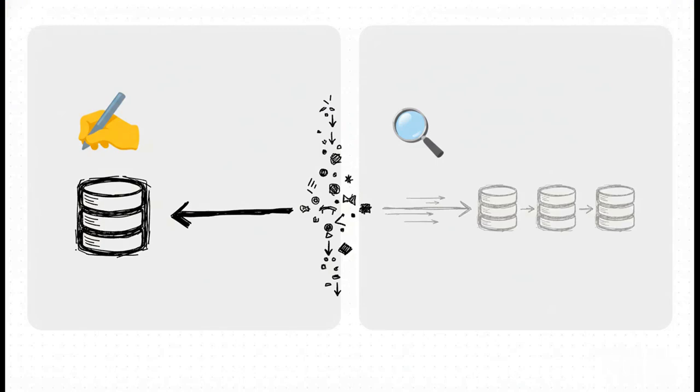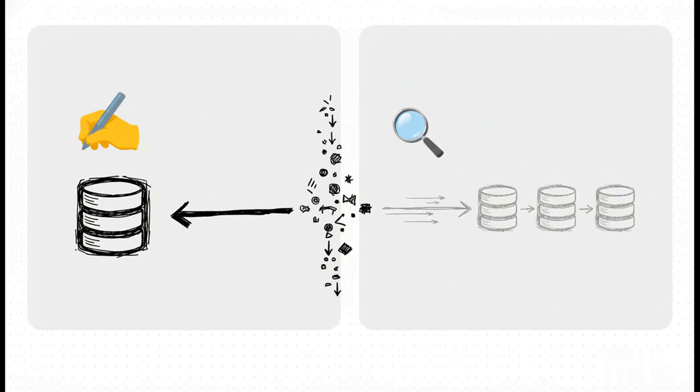You've got the command side, which handles all the changes, the writes, and then emits events. It's all about consistency. Then you have the query side, which listens to those events and builds specialized, read-only views of the data. These read models are optimized for one thing and one thing only: blazing fast reads. This lets you scale your write traffic and your read traffic completely independently of each other.